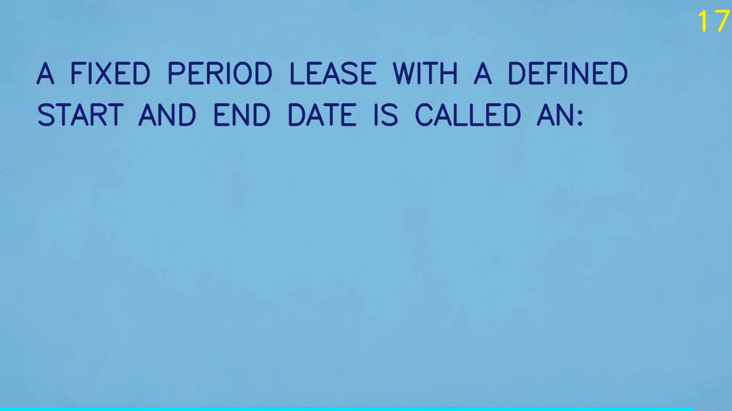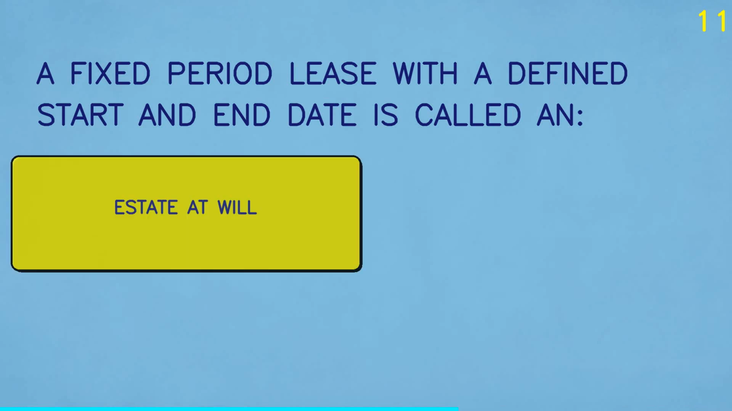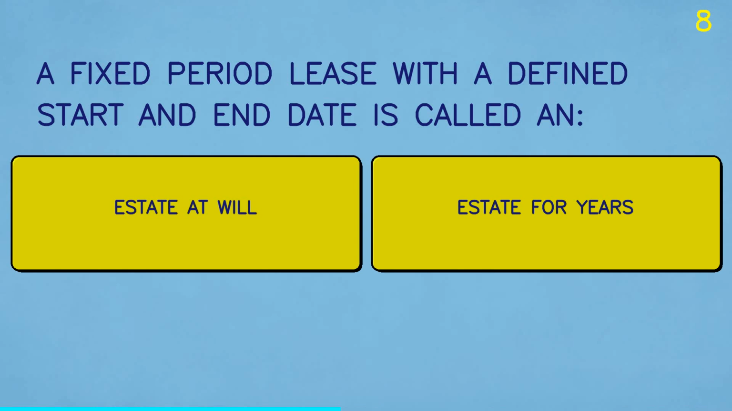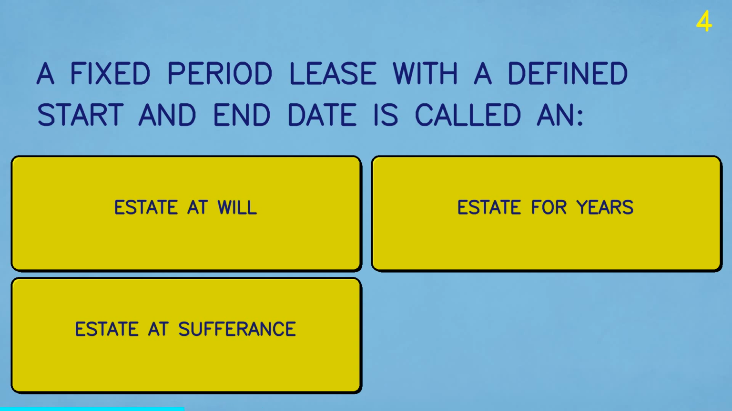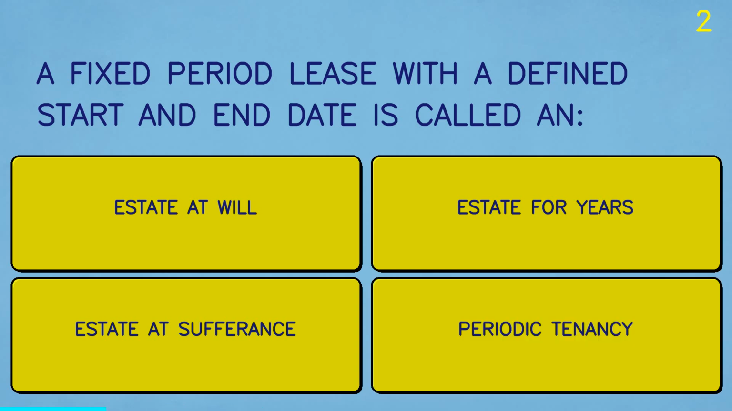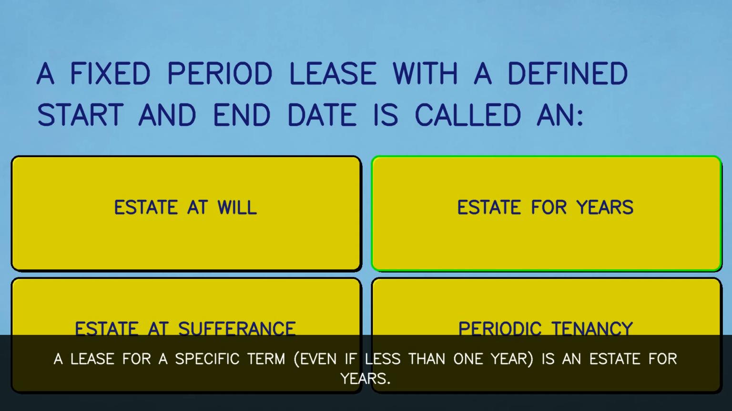Question 1. A fixed period lease with a defined start and end date is called an: A. Estate at will. B. Estate for years. C. Estate at sufferance. D. Periodic tenancy. The correct answer is estate for years. A lease for a specific term, even if less than 1 year, is an estate for years.